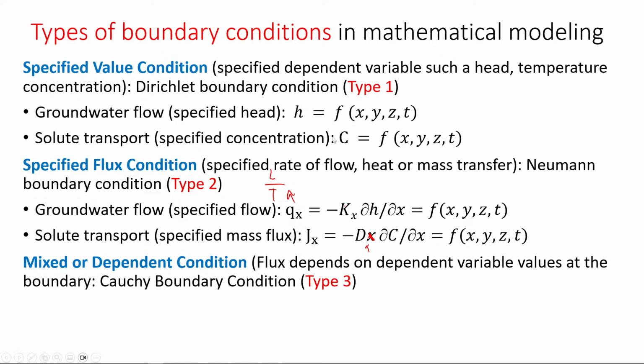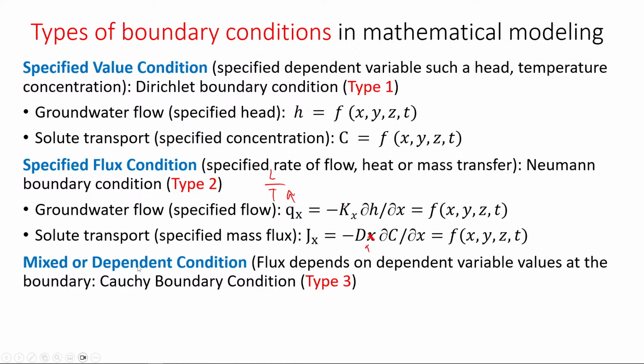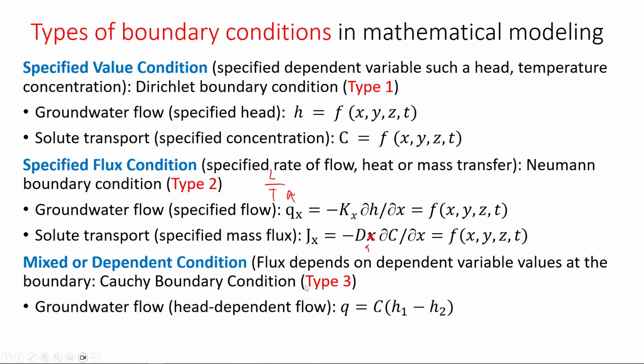Versus here, you're saying, I want to maintain this concentration at this boundary, then the flux would be calculated. The model will calculate the flux that will maintain this concentration. Here, given this flux, your model will calculate the concentration at this boundary. And then the mixed, or dependent condition, flux dependent on the value at the boundary, that's the Cauchy condition, or type 3. So groundwater flow, head dependent.